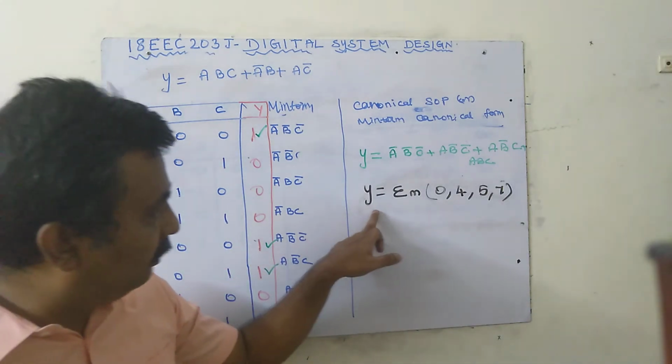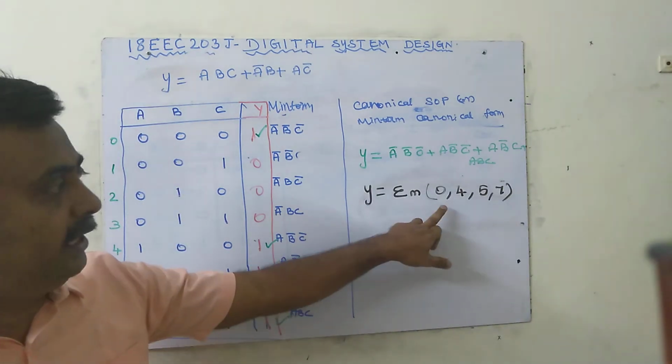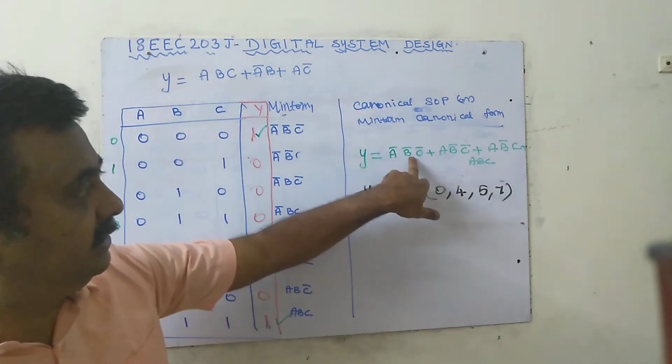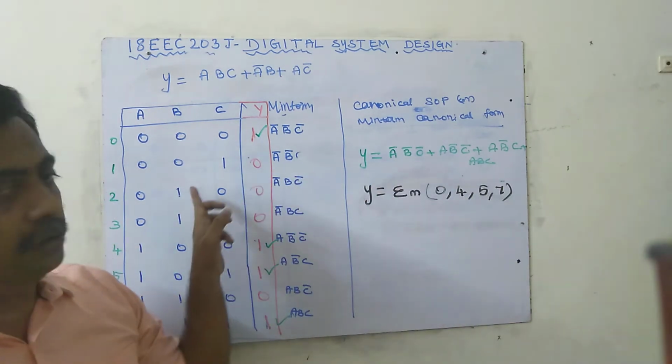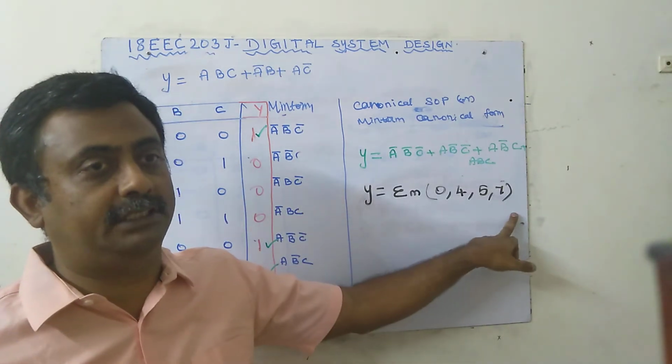Okay, we will give the equation as min terms only. This is called min term. So immediately we have to know how to convert it into an equation. This equation also we should know. Before that, we have to know how many variables the problem has.